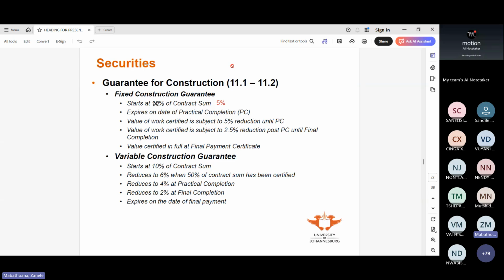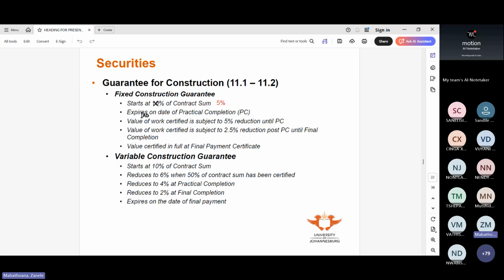So what I'm saying is this. I think you can see my cursor. Under a fixed guarantee, this is what happens. If he gives us a fixed guarantee, this is what we do. If he gives us a variable guarantee, this is what happens. So if he's giving a fixed guarantee, he gives us a guarantee for 5%, and then the other 5% we take in payment reduction, okay? Does that make sense?